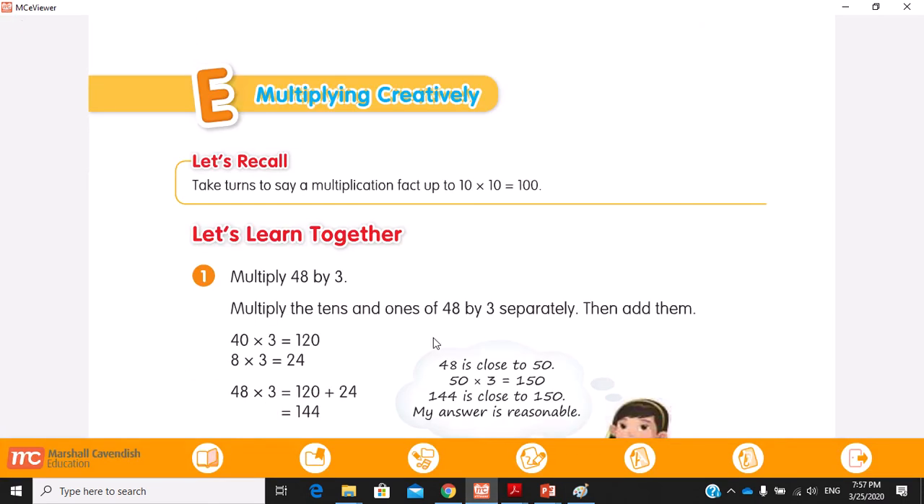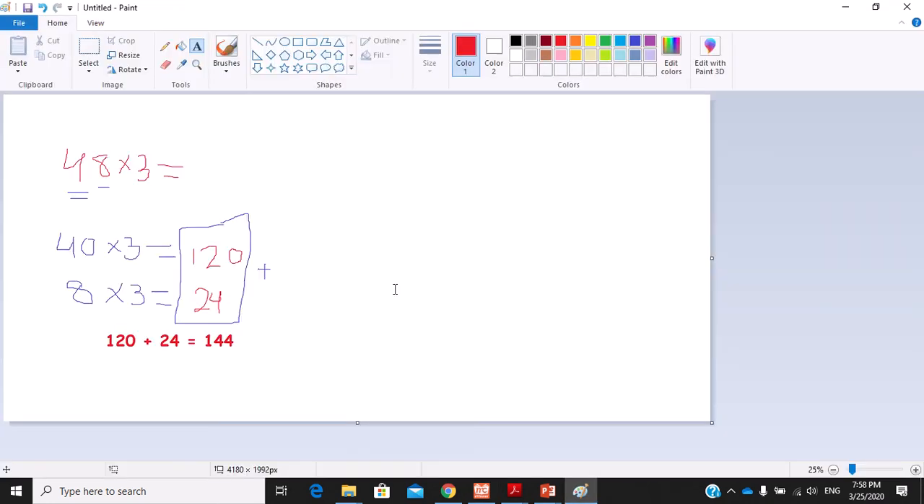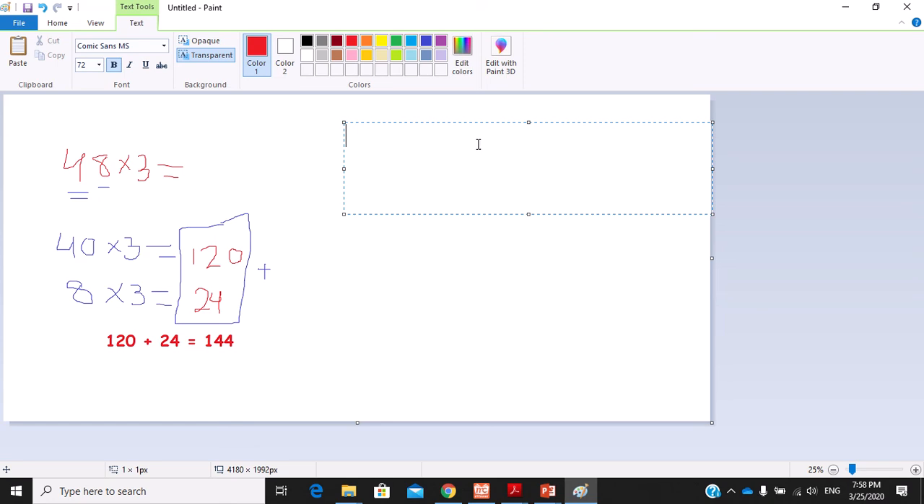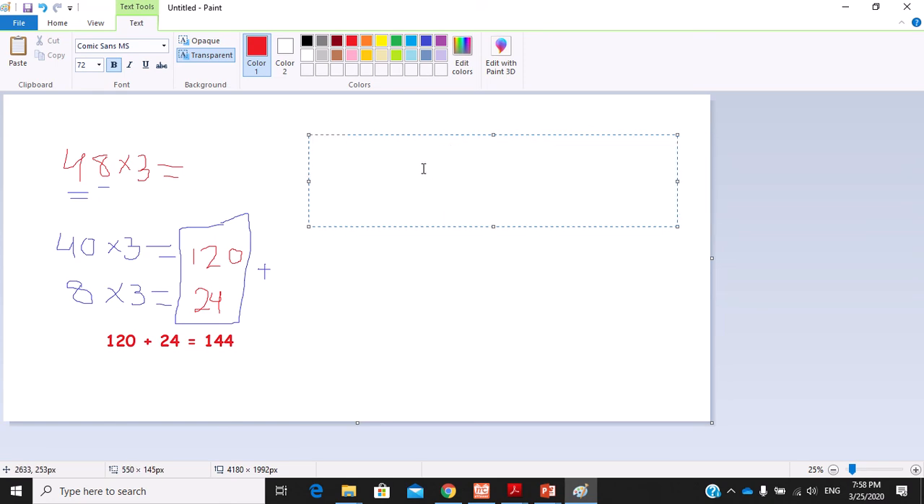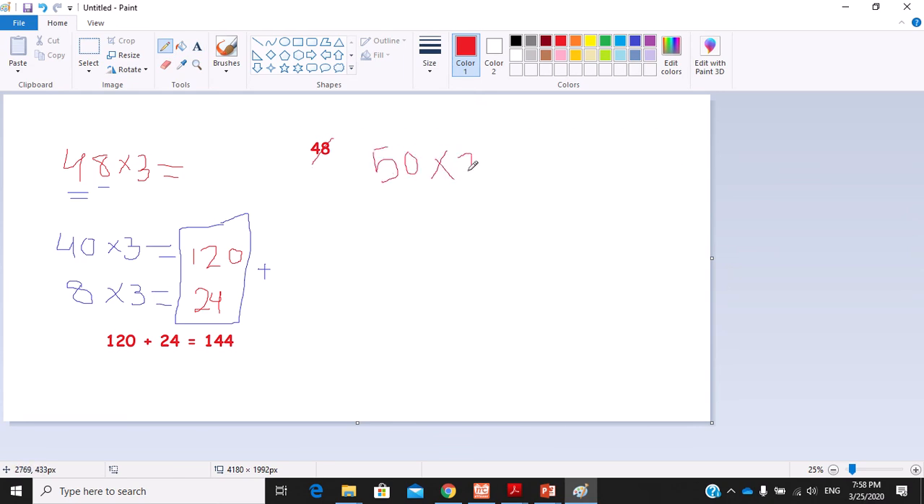Okay, now here is the thing that we're trying to talk about. What are they telling you here in the book? They're just saying one thing. You could make 48 rounded to the number 50. So how is this possible? Why are we doing this? To find out if our answer is reasonable or not. So instead of doing 48, they told us we can make it into the number 50 instead. So I have 50 times 3, and my answer should be 150.